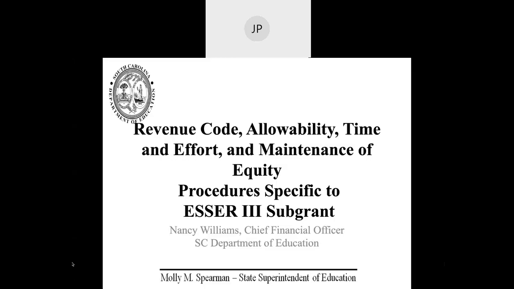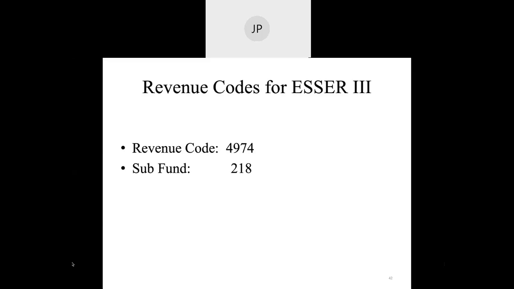As you're aware, the funds for ESSER III should be accounted for and tracked separately from the other two ESSER awards, just as John previously stated. Therefore, we have established a new revenue code and subfund. Revenue Code 4974 and Subfund 218 should be used to track and report the receipt and use of ESSER III dollars.